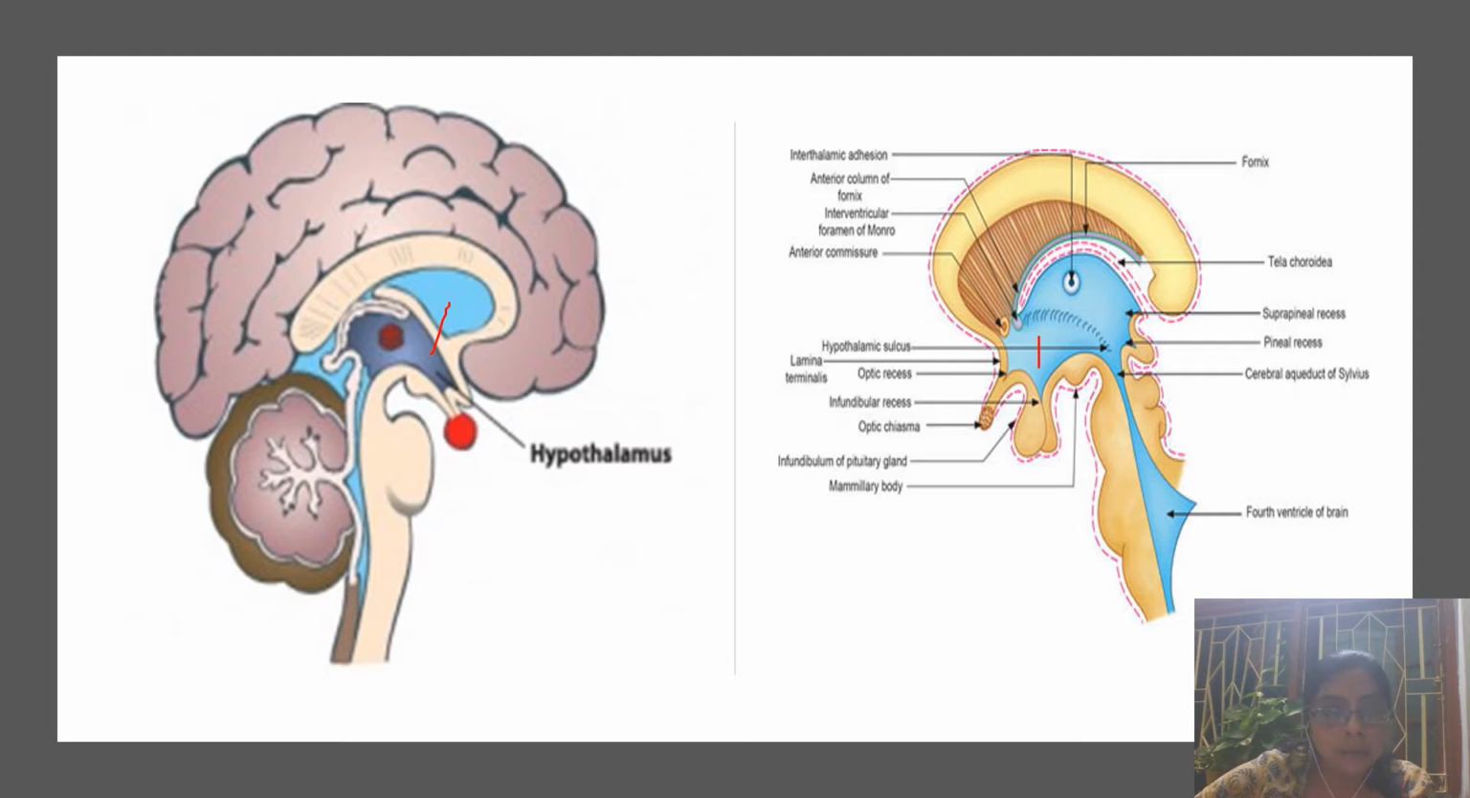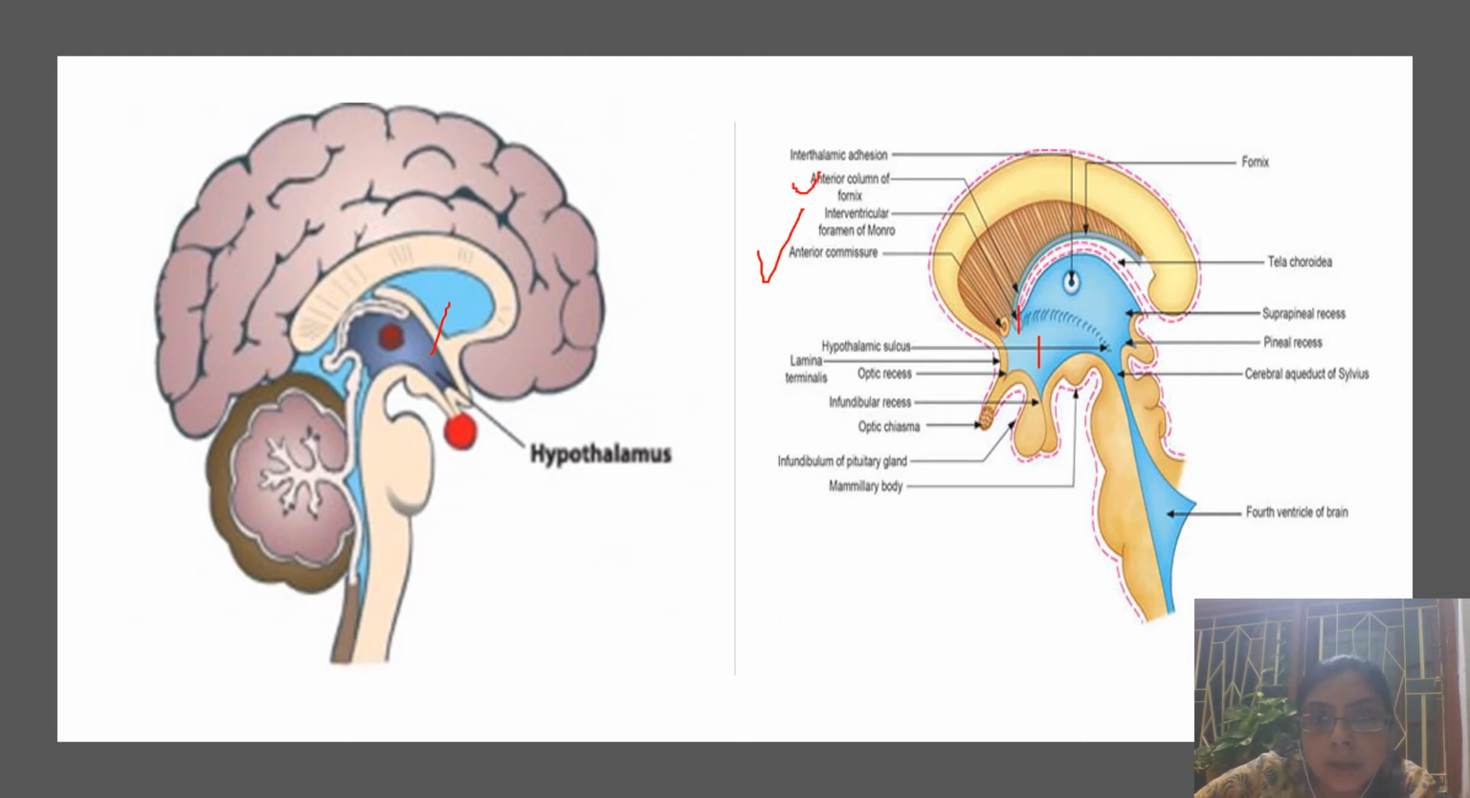What about the other walls? It has the anterior wall. You can see here the anterior wall. The important structures are the anterior commissure, which you can see here. The anterior commissure forms the anterior border, and then the anterior border of the fornix. So this is the anterior border of the fornix.